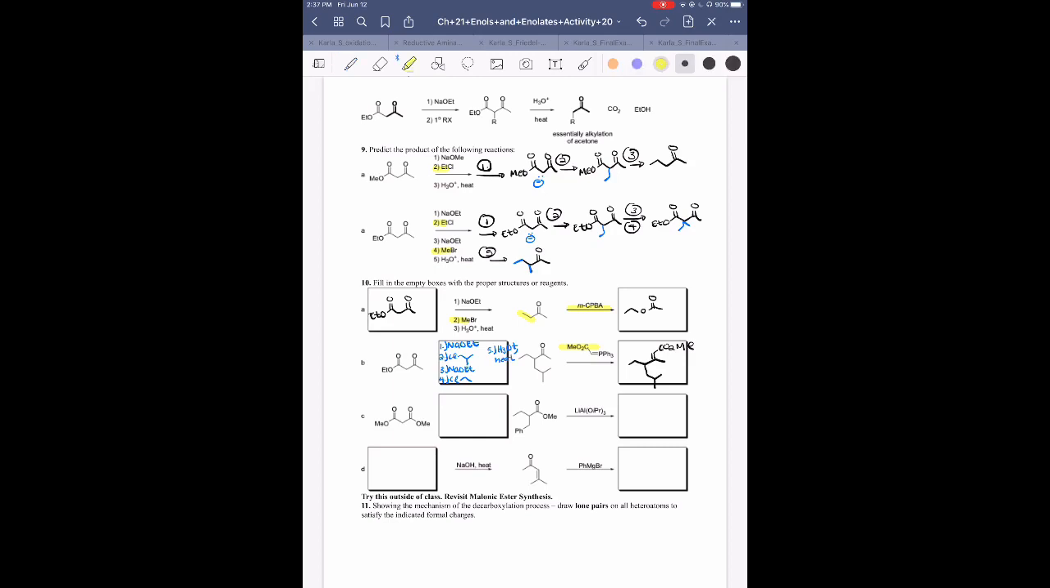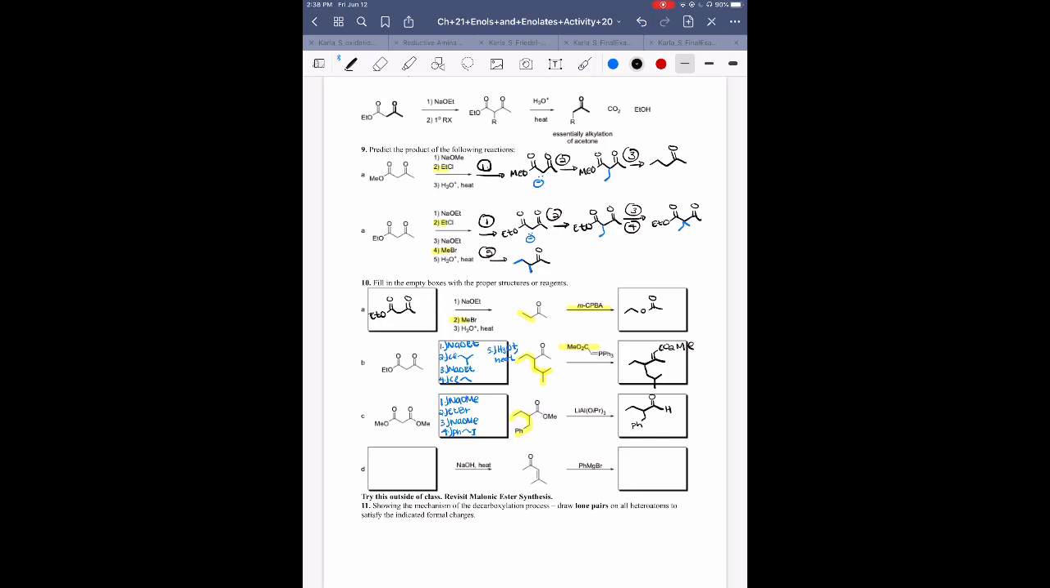For number C, we know that this is going to be a malonic ester synthesis, so we're also going to need 2 primary alkyl halides as well, but we're also going to need to add an ester at the end since our intermediate does contain a methoxide group. And then the last part is going to be our lithium aluminum hydride, and that's going to create an aldehyde at the end.